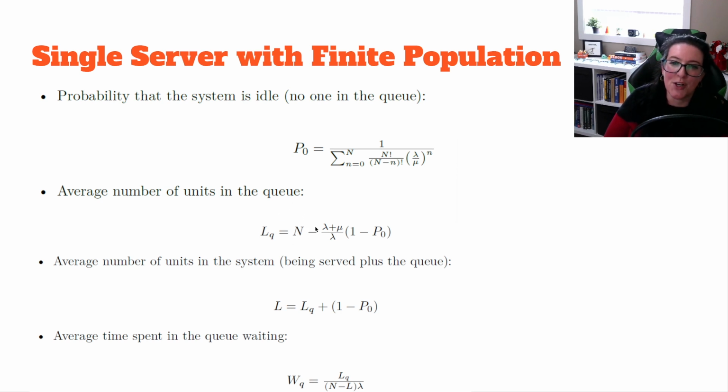Because again, once you have serviced them, then they're no longer in the queue and they're not being added to the queue. The average number of units in the system is going to be dependent on the average number of units in the queue, plus of course those being served. And so the time being served is going to be dependent on the fact that the system is not idle. The average time spent in the queue waiting is going to be a function of the average number of units in the queue, as well as the average number of units in the system, and the population minus those who are in the system, because those are the ones remaining, right?